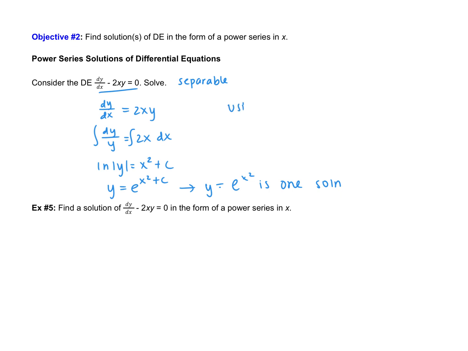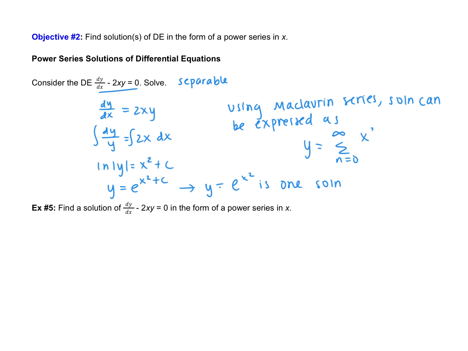So, using a Maclaurin series, that same solution can be expressed as y is equal to the sum from n equals 0 to infinity of x to the 2n over n factorial. So what we're going to be doing today is, instead of finding this solution, y equals e to the x squared, we're going to be finding the power series solution.